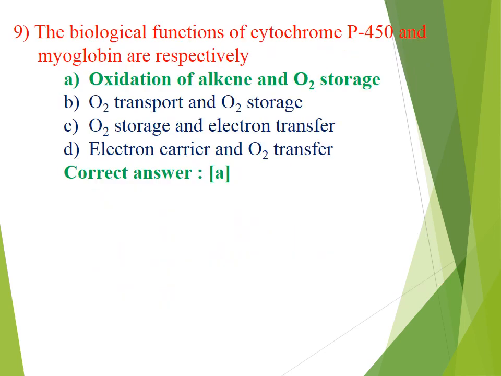Question number 9. The biological functions of cytochrome P450 and myoglobin are, respectively. Option A is correct. Oxidation of alkene and O2 storage. Cytochrome P450 is involved in the oxidation of alkene and myoglobin is involved in oxygen storage. Therefore, the correct answer is A for this question.